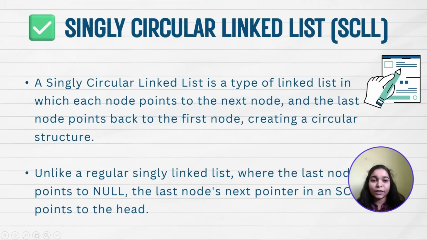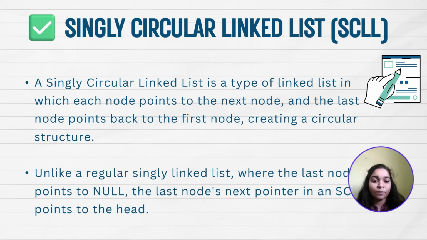So what is the singly circular linked list, SCLL? In this type of linked list, the last node holds the address of the first node, and due to which this type of linked list is called a circular linked list. As the last node is connected to the first node, it forms a complete circle, and that's why it is a circular linked list.